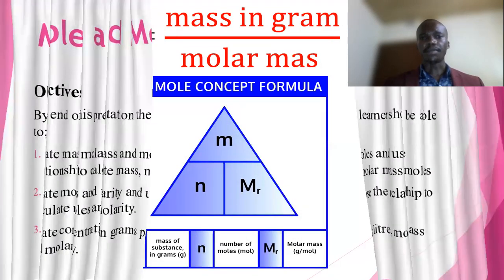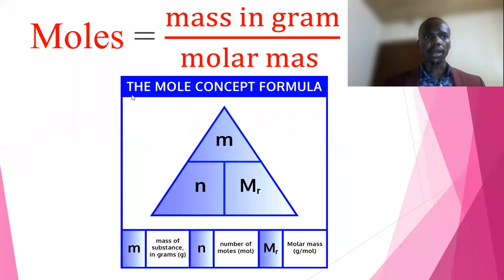So now check this one. Moles can be gotten as mass in grams over molar mass. That is, mass in grams all over the molar mass. In our previous video, we discussed how to calculate the molar mass of a compound, a substance, a molecule or an element. We'll be able to review that.